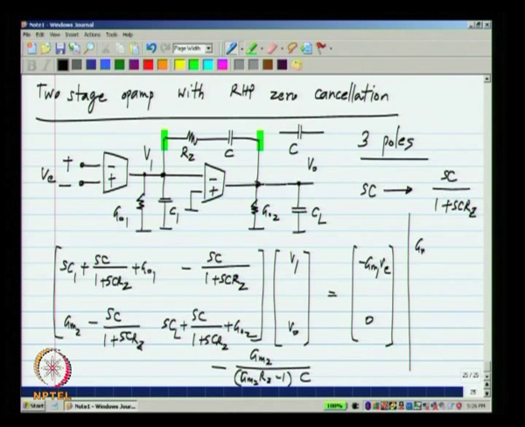So, if Rz equals 1 over Gm2, the 0 is at infinity. If it is less than 1 over Gm2, it is in the right half plane, and if it is more than 1 over Gm2, it will be in the left half plane.